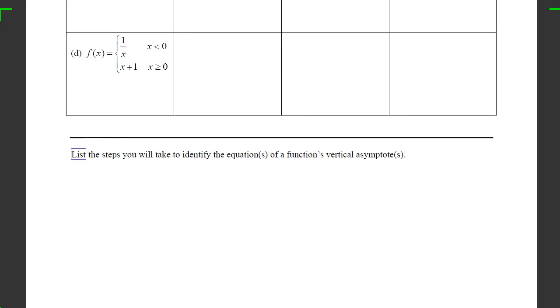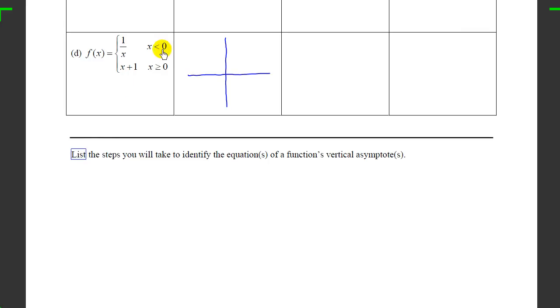Here we have an example that involves asymptotes at a joint. So what we need to look at here is, first, can we draw the picture, kind of see what's going on? We've got the reciprocal curve when x is less than 0, and then we're on a line when x is greater than or equal to 0.